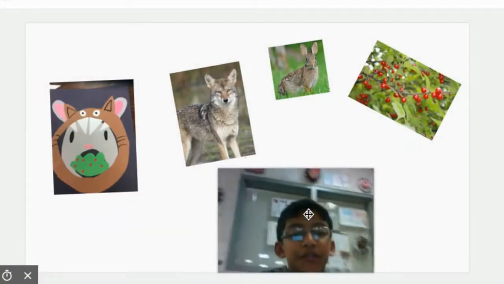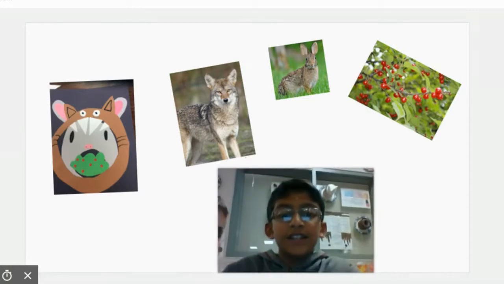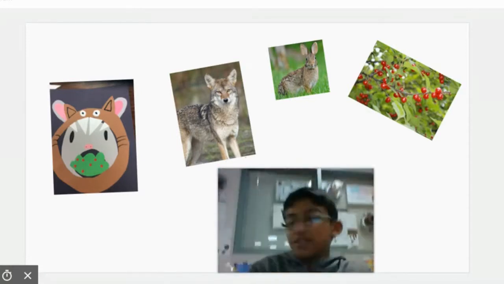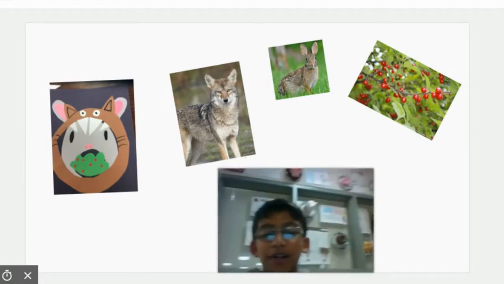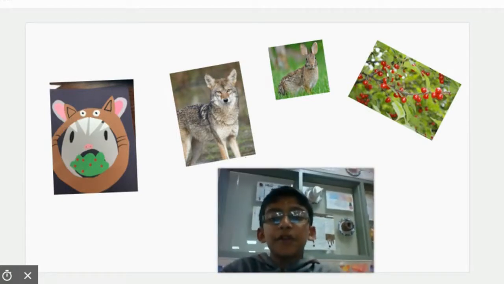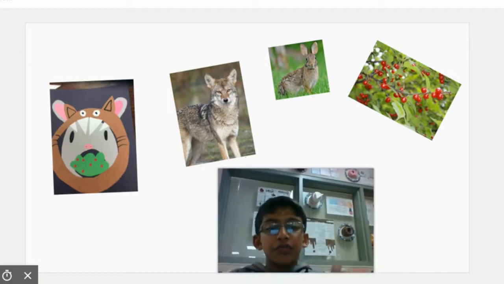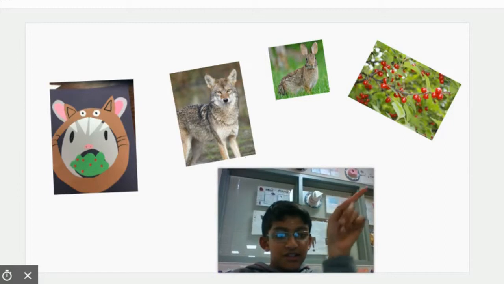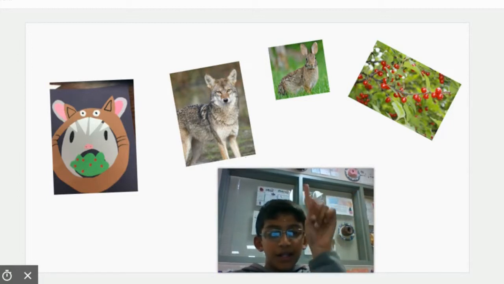Hi guys, this is my food. My name is Aditya, and this is my food chain art. Here's Caden, right here, the kid. And anyways, Caden, thank you. Anyways, so here's my food chain of the Grand Canyon. First, a bunny eats berries. Then the bunny gets eaten by the coyote.